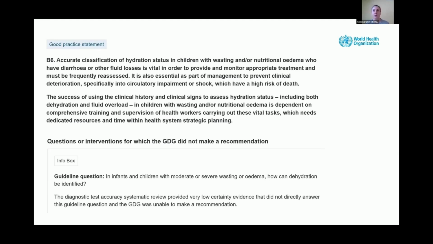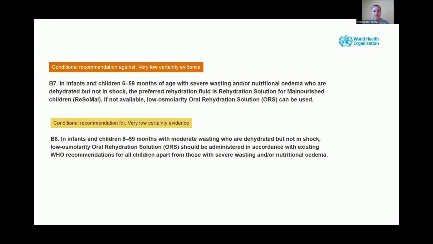So the GDG was unable to make a specific recommendation there. We also have some recommendations around use of ReSoMal for children with severe wasting and or edema who are dehydrated but not in shock. And if ReSoMal is not available, then low osmolarity ORS can be used.